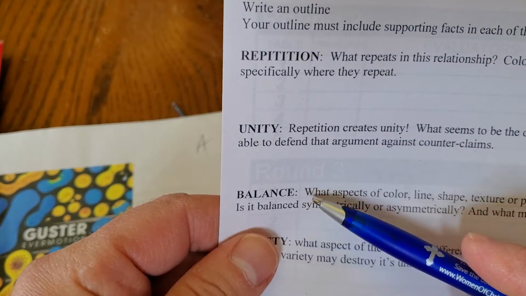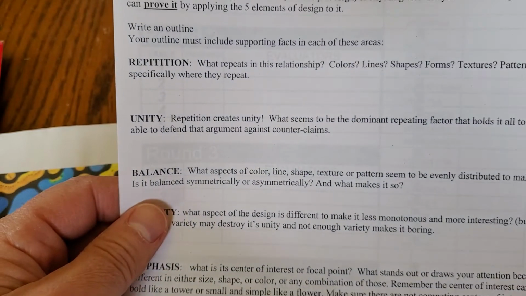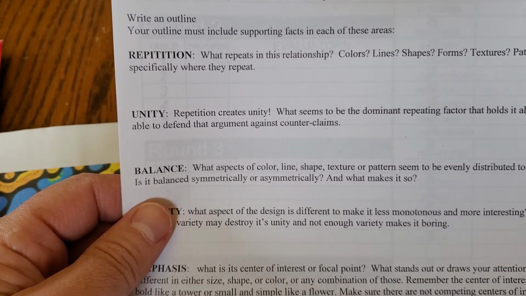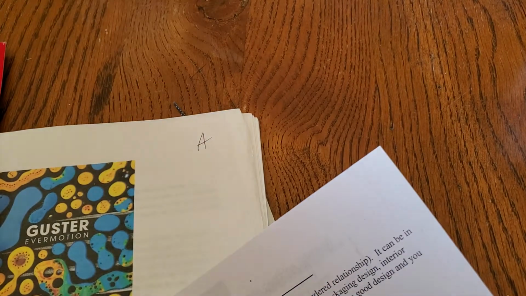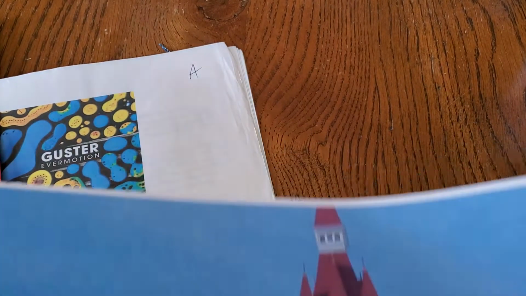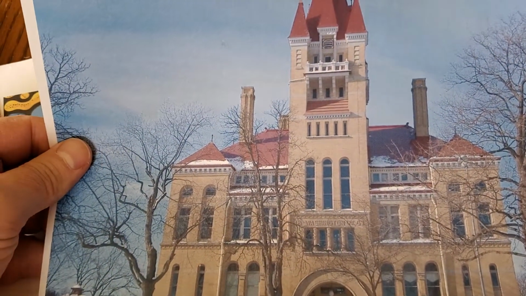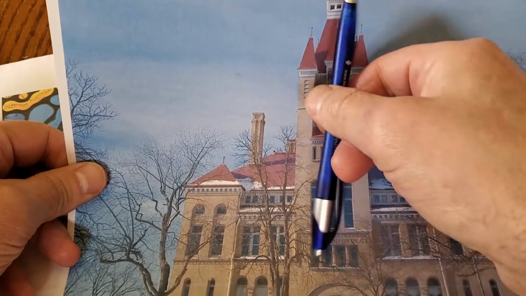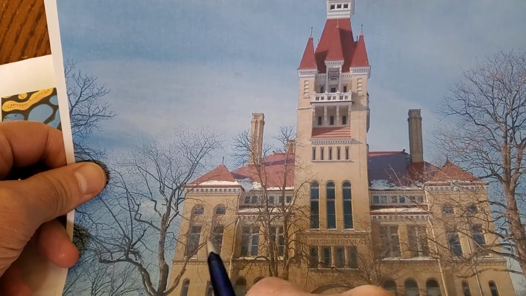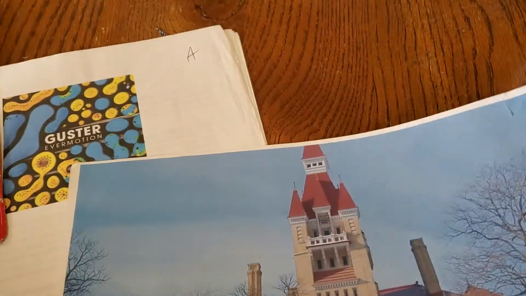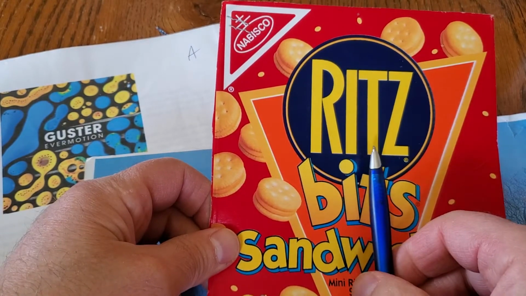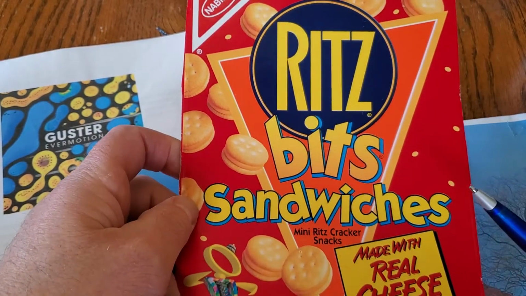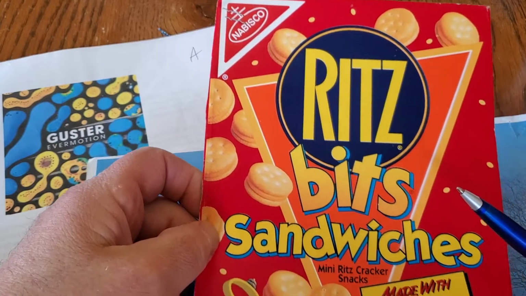So next, we've talked about repetition and unity. Now balance. Remember, there are two types of balance, the symmetrical and asymmetrical. Symmetrical basically means if you divide it down the middle, it's exactly the same on both sides. So for example, here's an example of a symmetrical design. If I divide this building down the middle, it's pretty much the same on both sides, okay? Whereas if I divide the Ritz cracker box down the middle, it's not the same on both sides, but it's balanced because things are evenly distributed.